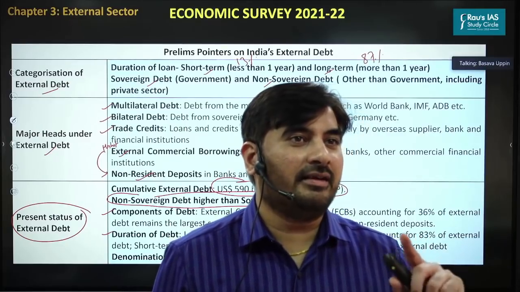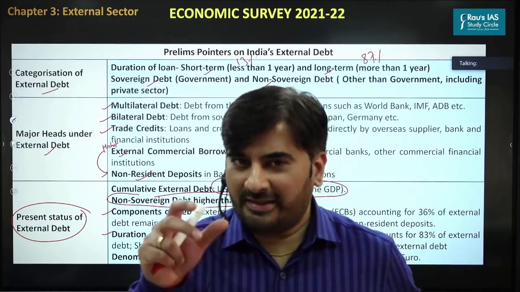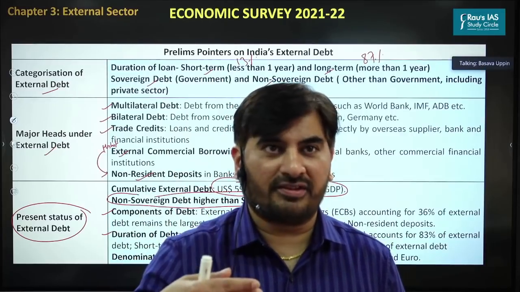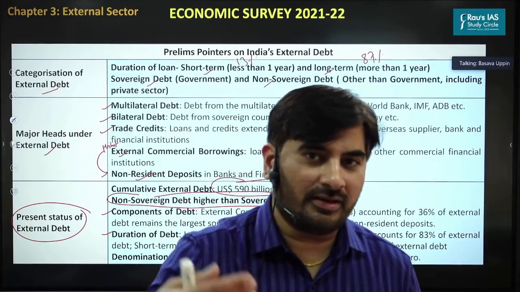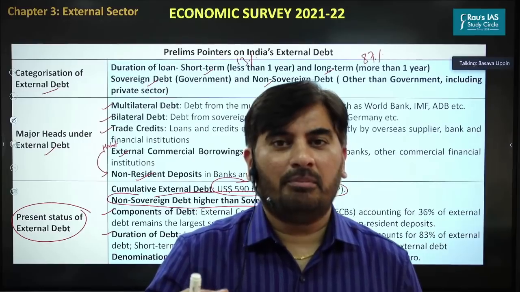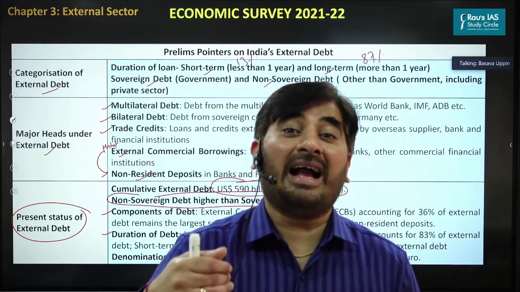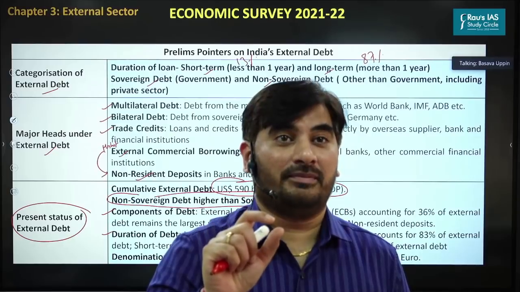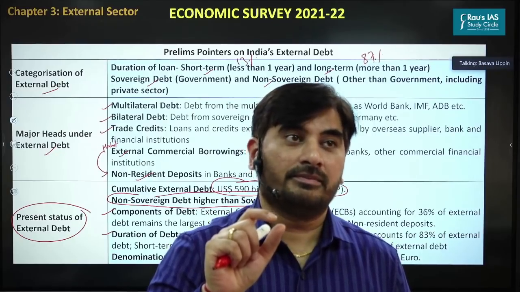Please explain the trade credits. Now let's say there's an Indian company. This Indian company wants to import goods from other countries. To import goods, this Indian company may borrow loans from banks based in other countries. That we call trade credit. Clear, Monu Vamsi? Okay.